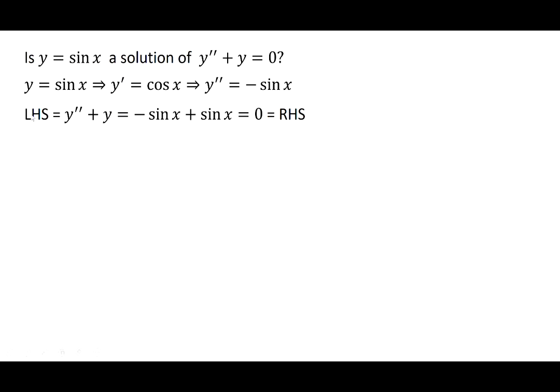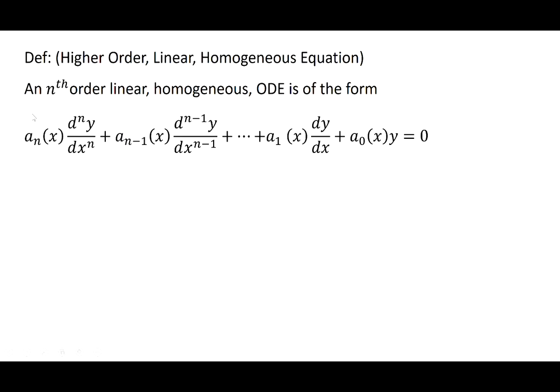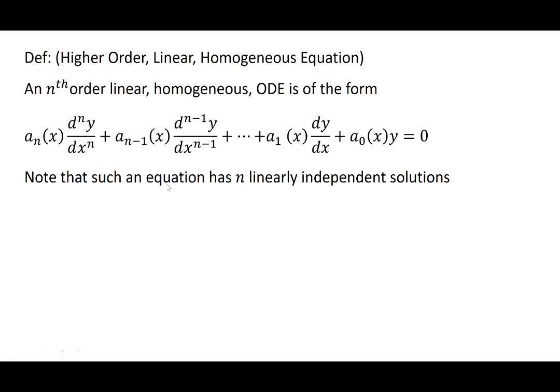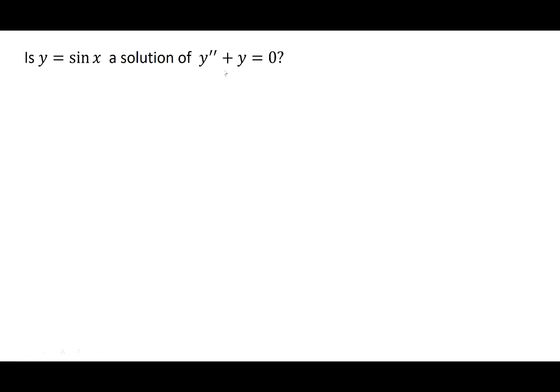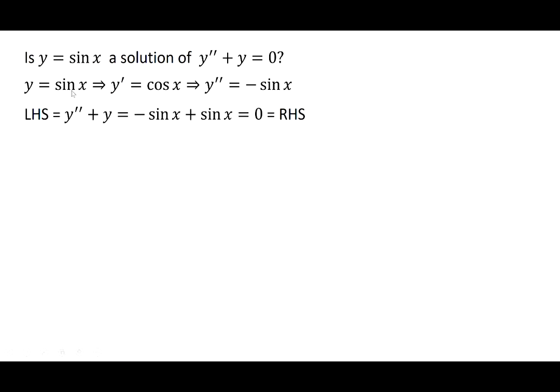So, according to the statement that I showed you in the previous slide, such an equation has n linearly independent solutions. How many solutions should our problem have? Because it's a second order homogeneous linear equation, it must have 2 solutions. Have I already demonstrated that y equals sin x is one such solution? Yep, it is. So is there another solution to this? There must be. And that must be linearly independent too. So that's what motivates me to ask you this question.